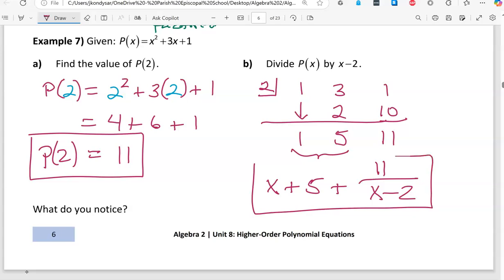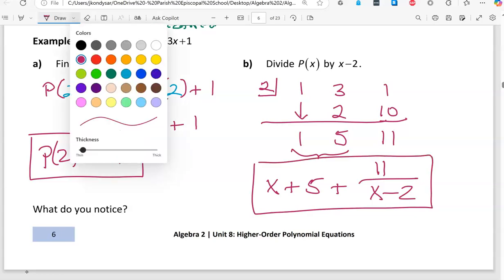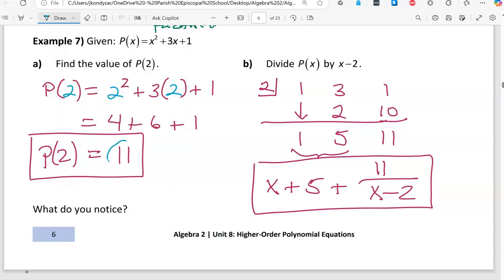And so the result here is the coefficients of the quotient, x plus 5 plus 11 divided by x minus 2. Now when we look at these two seemingly unrelated questions, what we're going to notice is that 11 is the value of p of 2, and 11 is also the remainder in the division.